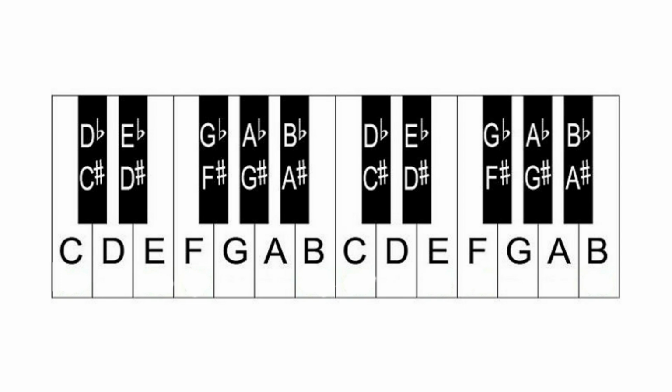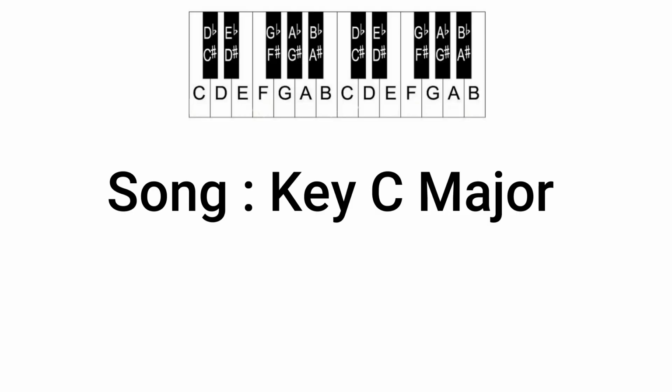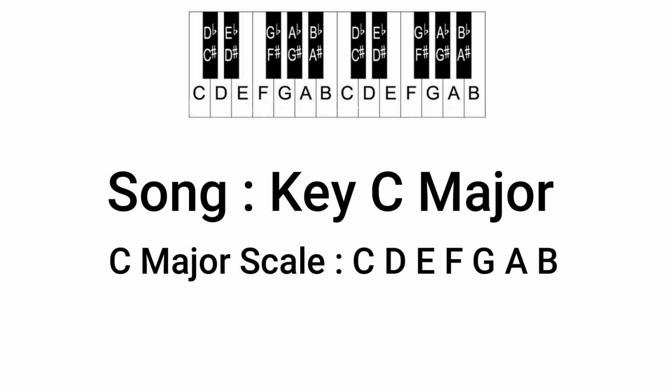So let's get started with an example. You are playing one song in the key of C major. You know that C major doesn't have any sharps and flats. That is all white keys on the keyboard from C to C. So you are in the key of C major.